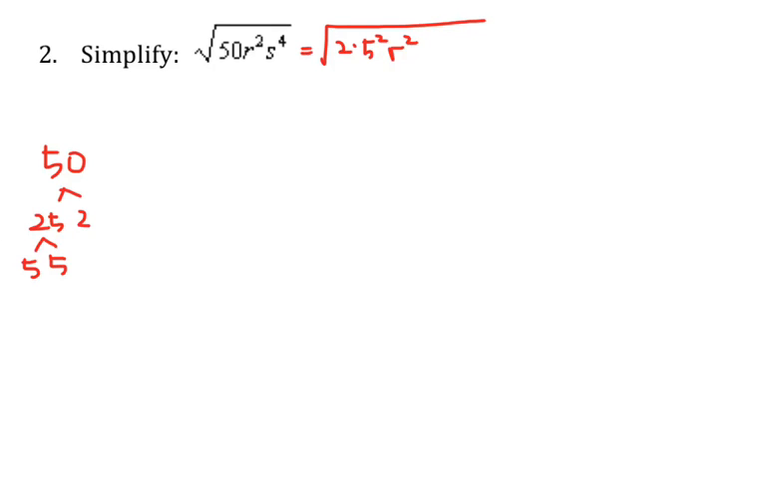S to the 4th power can be expressed as s squared times s squared. Now, as you can see, these perfect squares can come out of the square root. Then we have 5r, and we have two s's, so we're going to write down s squared and the square root of 2. The 2 couldn't come out. Therefore, our answer is 5r s squared square root of 2.